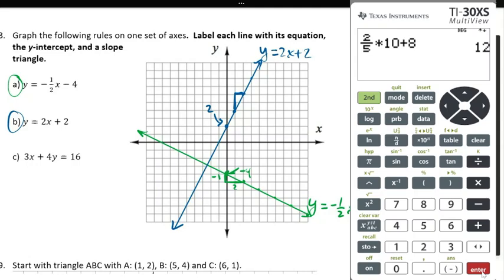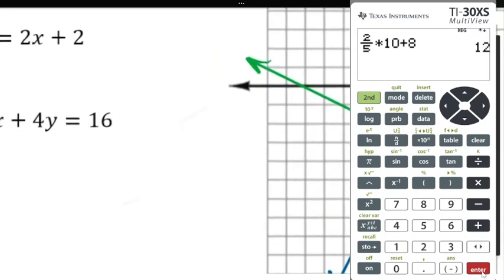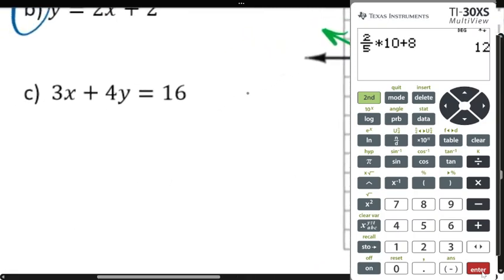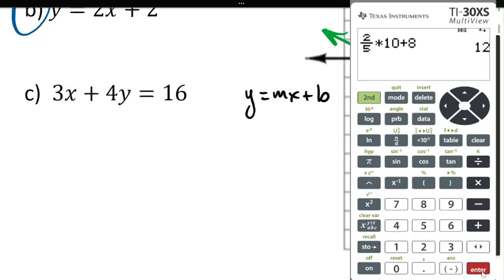So those first two are pretty straightforward because they were written in slope-intercept form, and I could easily see both parameters. I could see the slope parameter and the y-intercept parameter, and then go from there. This third one is a little bit problematic because it is not in the form y equals mx plus b. But that's okay because we can rewrite it so that it's in that format.